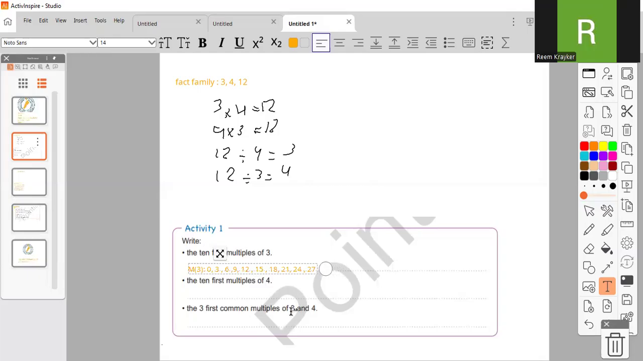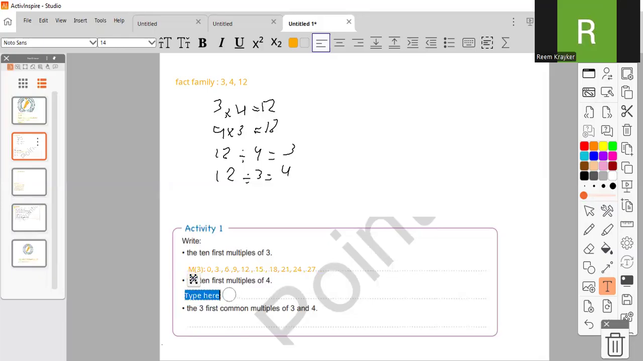Multiples are till infinity. I can write multiples till infinity. I always add 3, 3, 3. And this doesn't stop. As I like I can add 3. Here the 10 first multiples of 4, the same as I did up, and we can write as we want till infinity, but the question here says just write how many multiples?